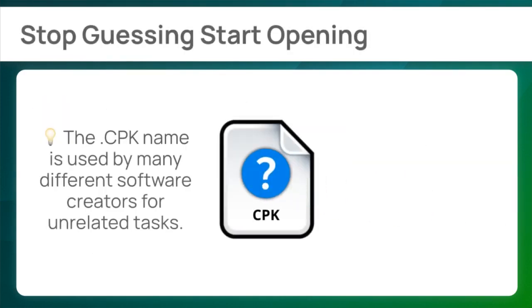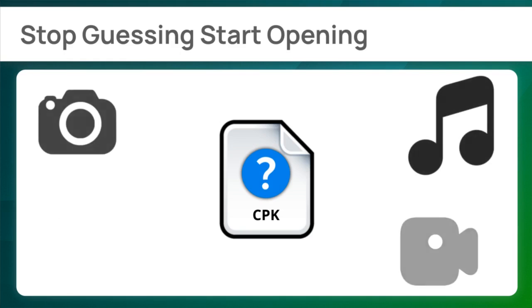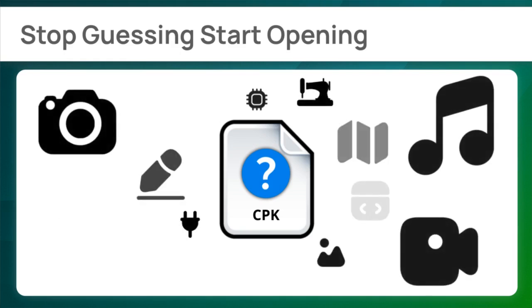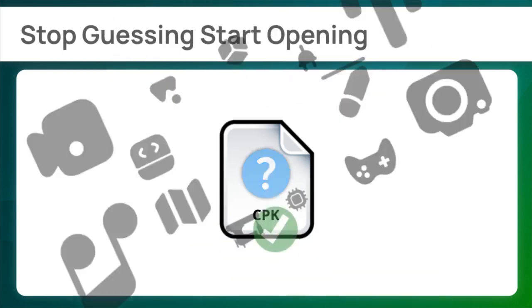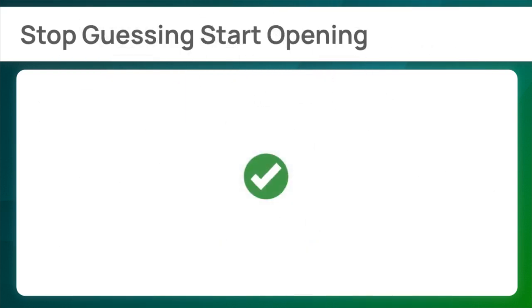If the CPK compatibility attempts failed, the problem is usually that the extension name is being used by a program you don't have installed yet. A helpful next step is to try a utility that attempts to bypass standard file associations by using raw-level data inspection to better identify the file's likely origin.